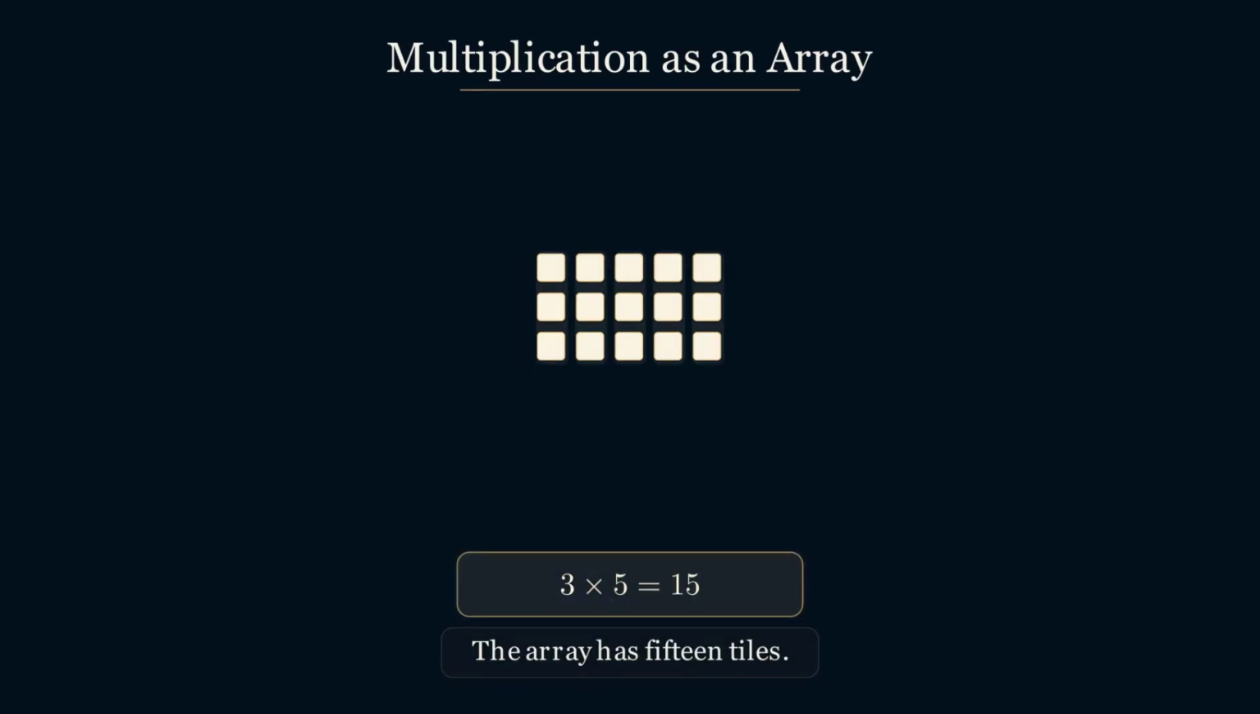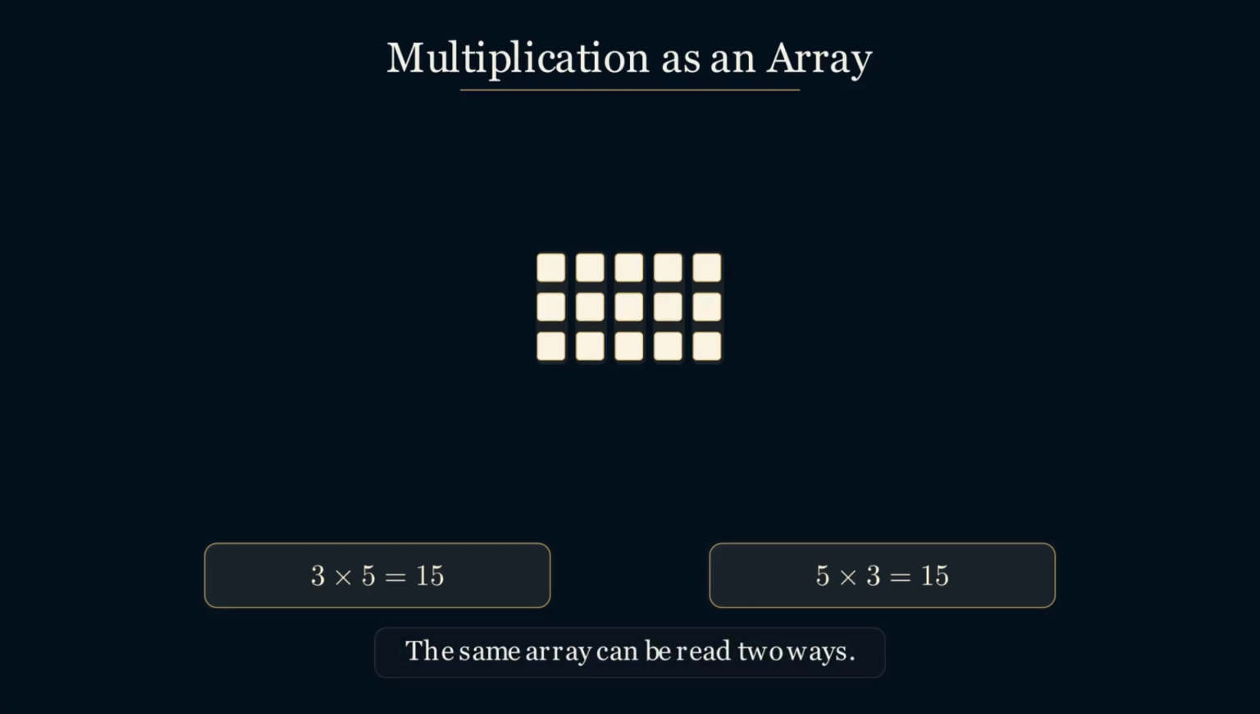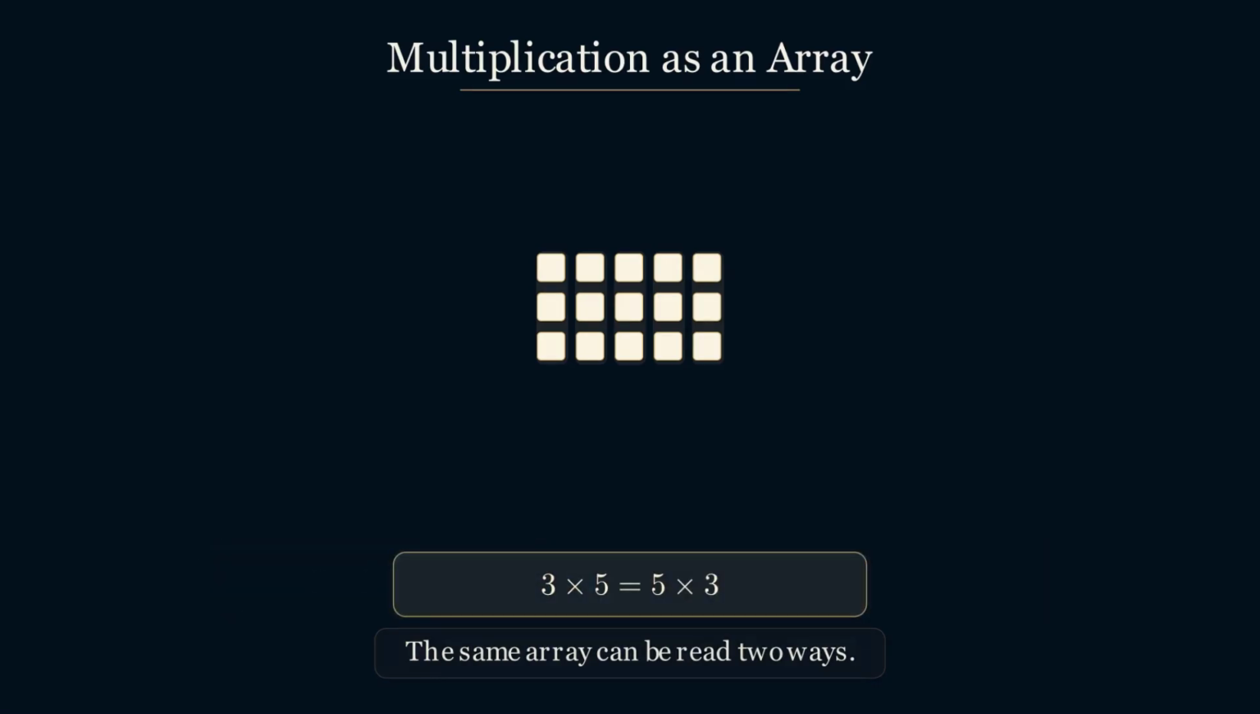But the same array can also be read by columns. There are 5 columns, and each column has 3 tiles. That gives 5 times 3 equals 15. The view has changed, but the total has not changed. 3 times 5 and 5 times 3 both give 15. The order changes how we describe the array, but the total number of tiles stays the same.